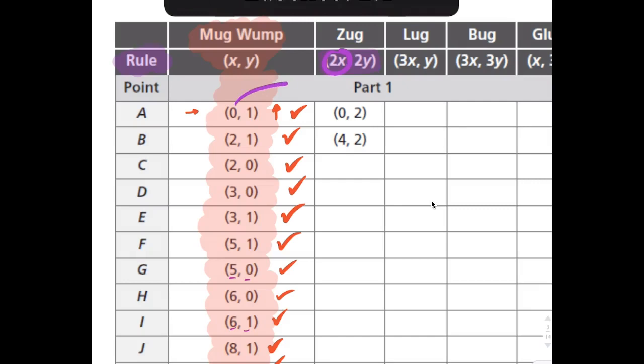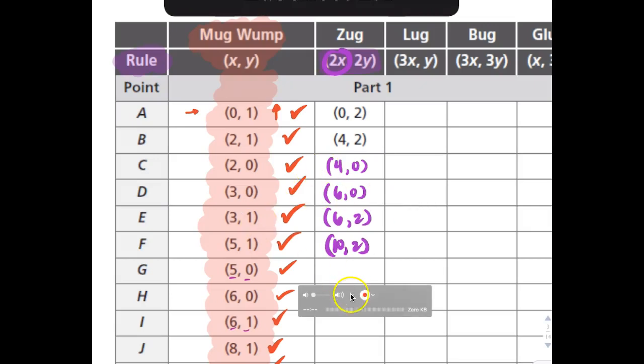0 times 2 is still 0. 1 times 2 is 2. 2 times 2 is 4. 1 times 2 is 2. So get all these out of the way so they're not confusing. I'm going to double every number in this group. So I will have 4 comma 0, 6 comma 0, 6 comma 2, and you can go ahead and finish the rest. Double each of these, 10 comma 2.